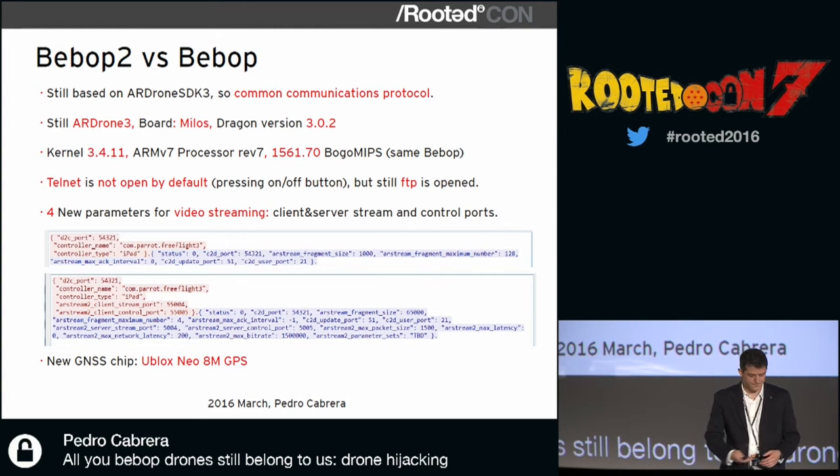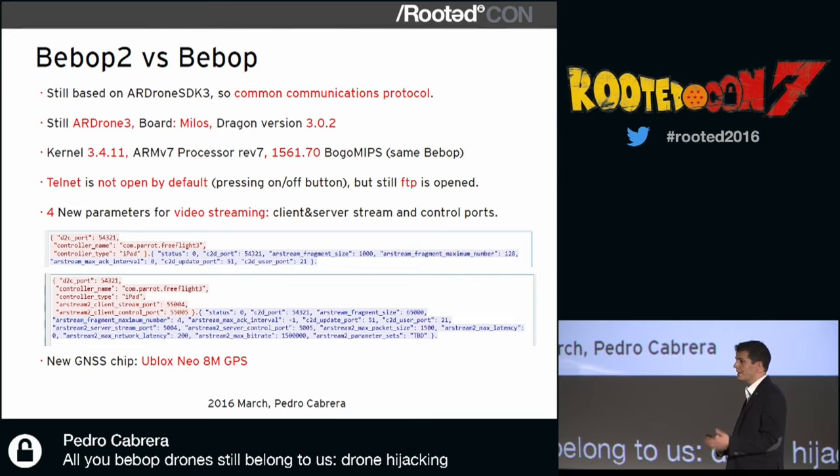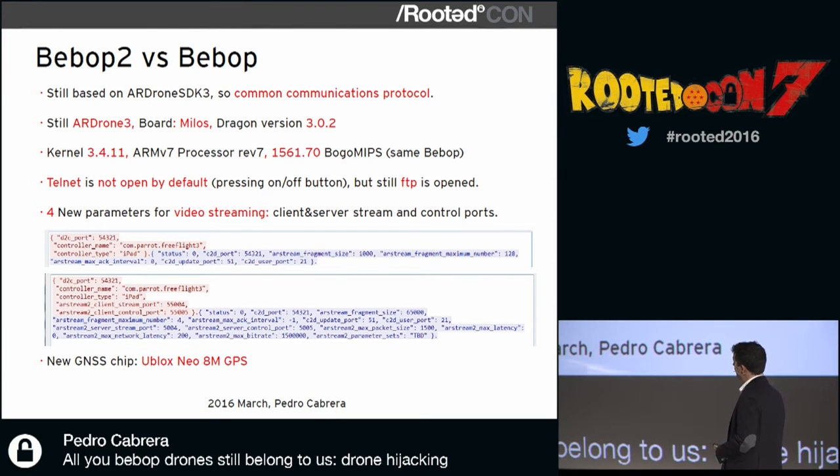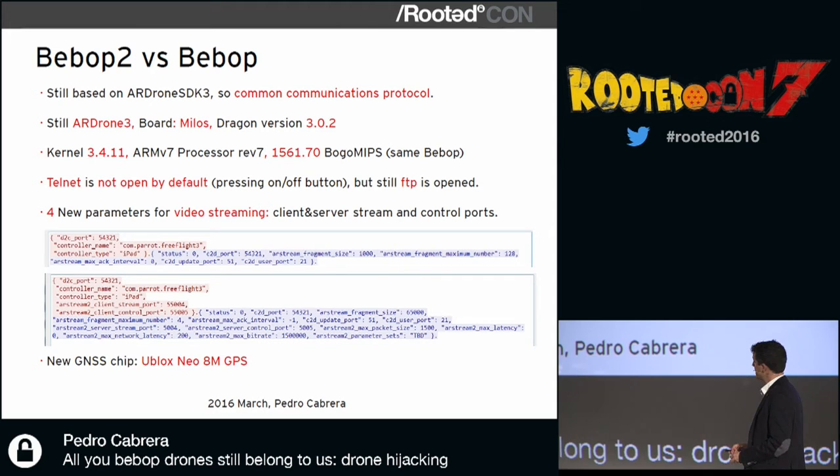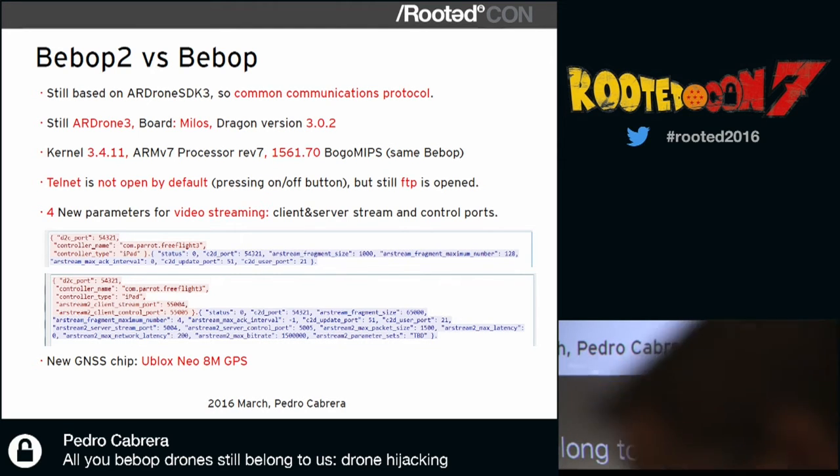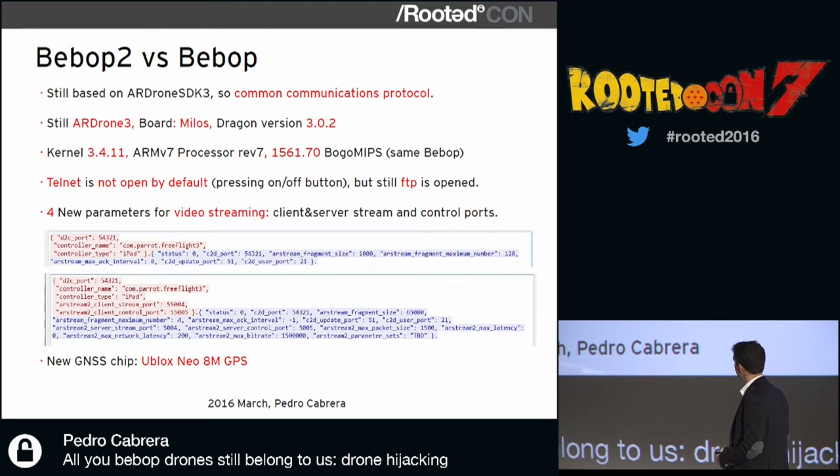I was so lucky. Bebop 2 versus Bebop. Bebop 2 is almost similar to Bebop 1, with the same evolution as the AR.Drone SDK 3 back in 2010, but the rest of it is almost similar. The kernel is not open by default. Pressing the on and off button, FTP is still open. In the JSON, I can see that there were two additional ports for the streaming part, which is a big change from version 1 to 2. The hardware has a different GPS chip. Functionalities are the same.